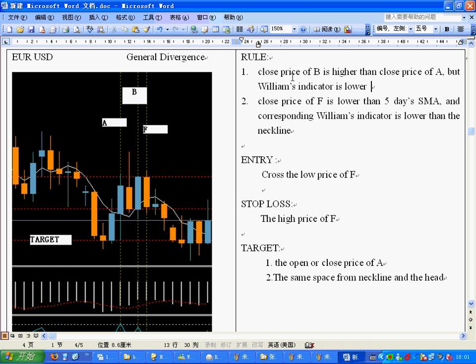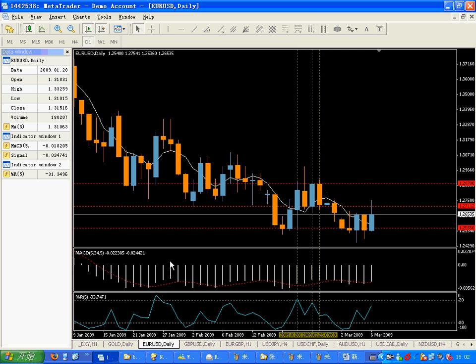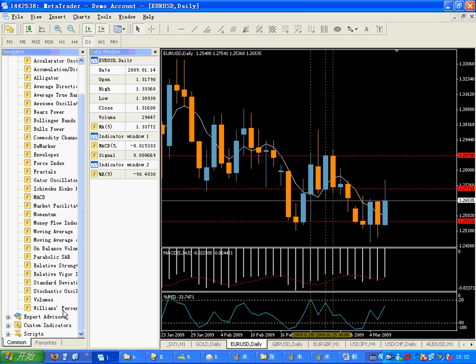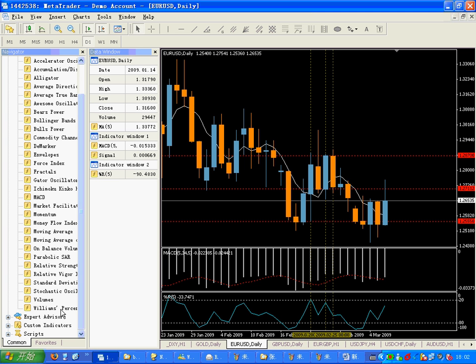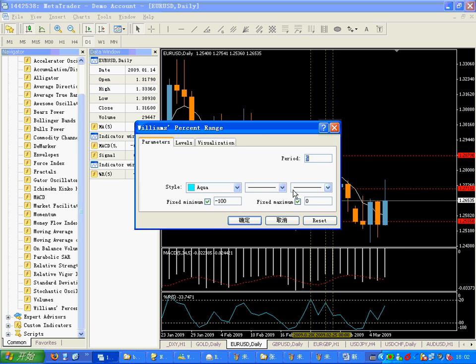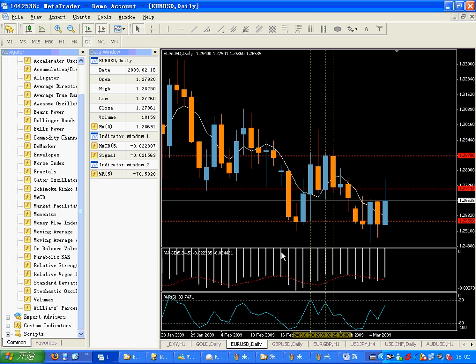Rule 1 is that the close price of B is higher than the close price of A, but the Williams indicator is lower. Here I will show you the indicator I use in the MT4 Forex platform. It's the Williams percent range indicator. You can find it in the navigator, and you can add it to your chart. The parameter is 5, a short-term parameter. Because I already had one Williams indicator, I delete this one. This is my Williams indicator, and you can add it to your chart in the same way.